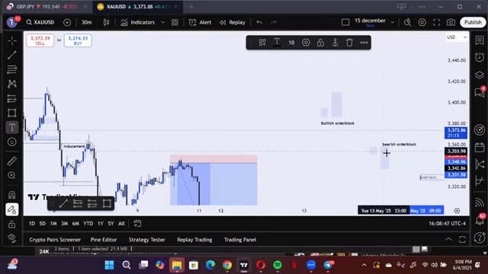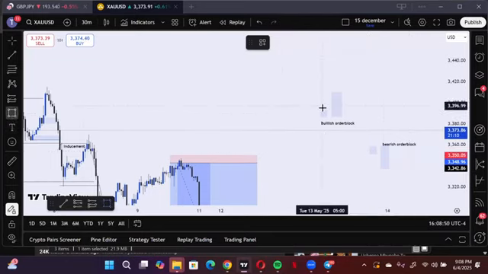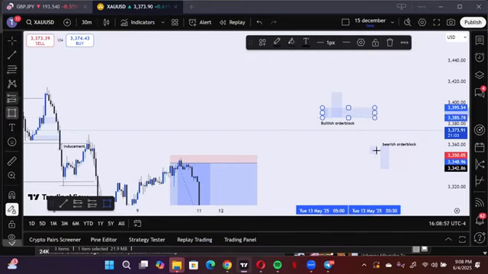So, bullish order block, bearish order block. If you want to pick your entry, it will be from the middle, the demarcation of the order block. The middle of it here, the demarcation, is where your entry will be from. Same as this, the middle here, the demarcation.